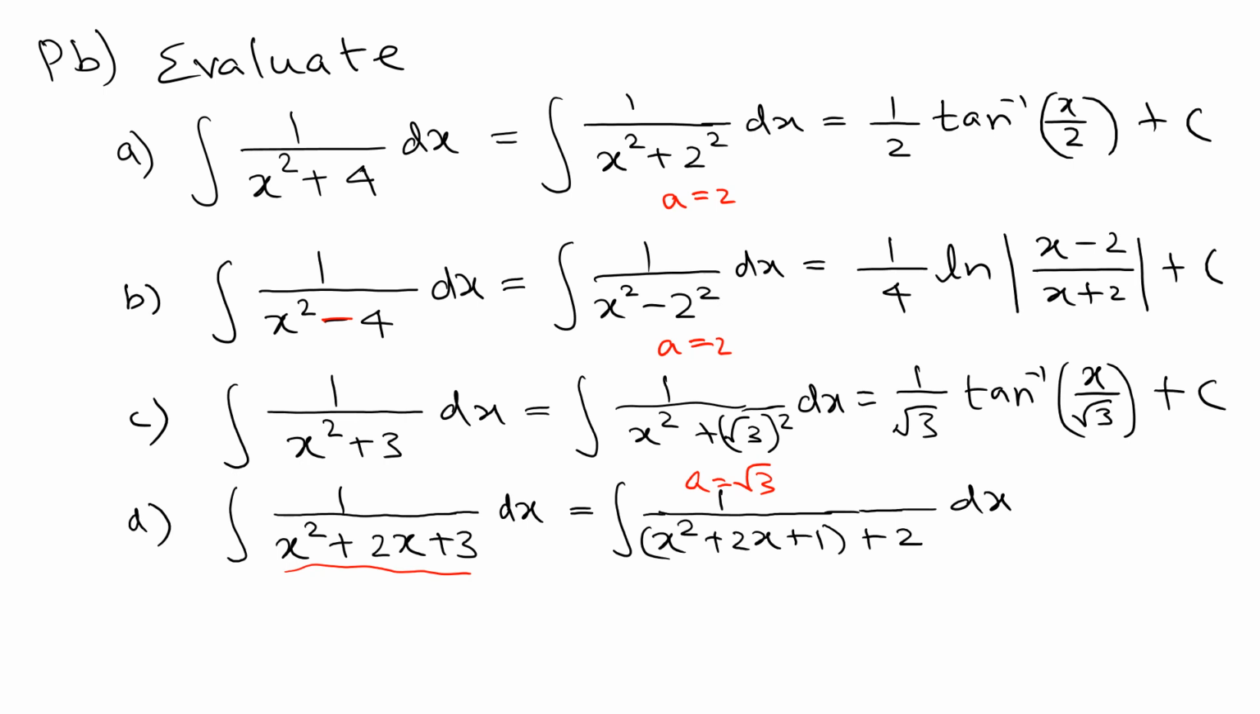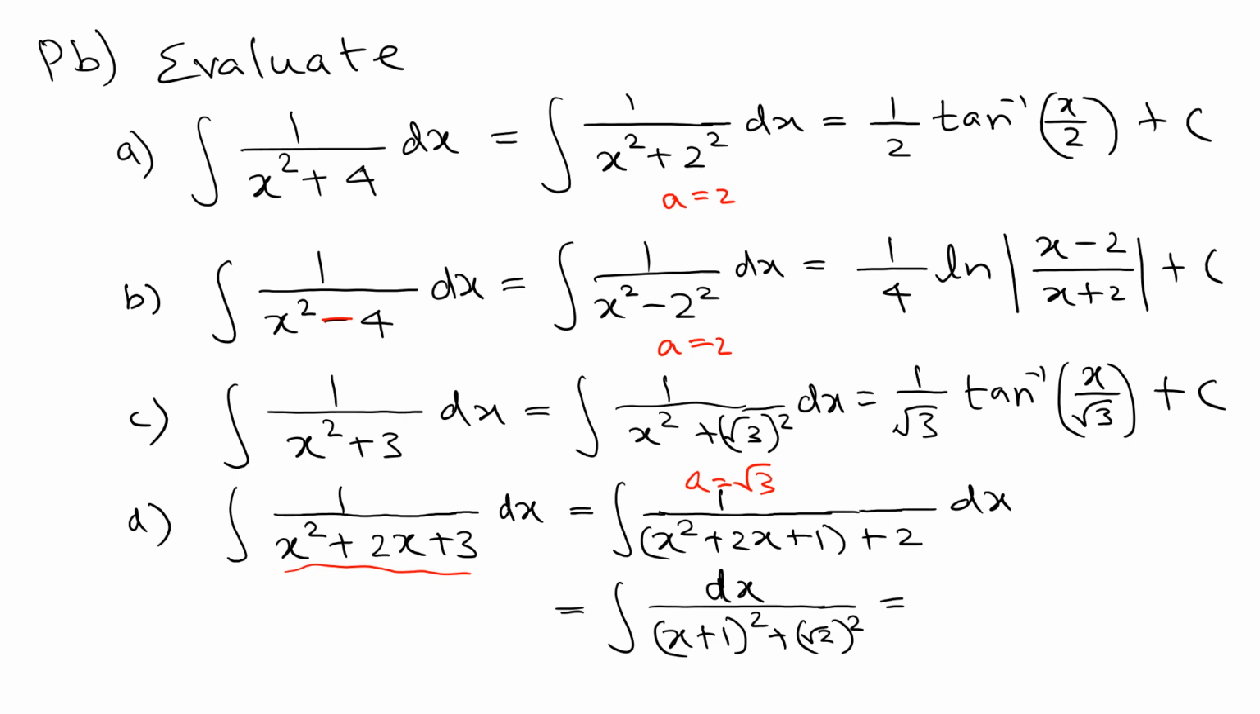And when you do that, you can see this is simply 1 over (x plus 1) squared plus 2, and you can write the 2 as square root 2 squared. So that's the idea, and then you can integrate this one easily now.